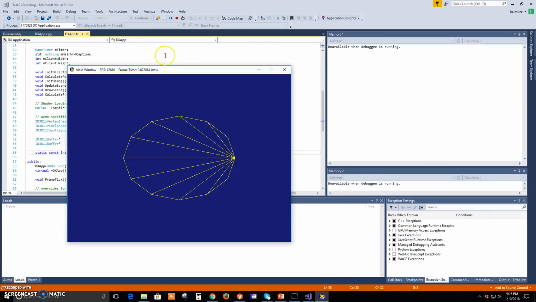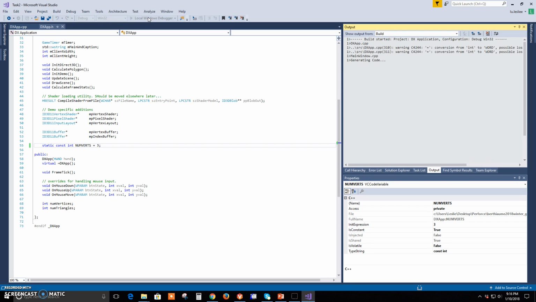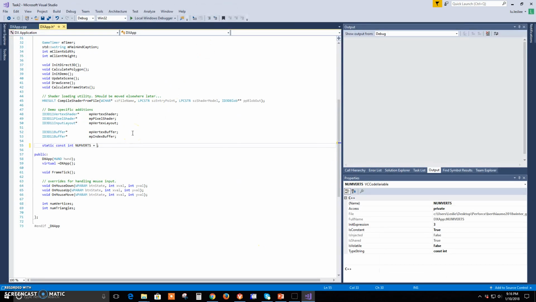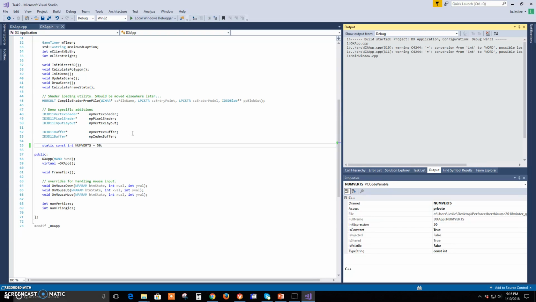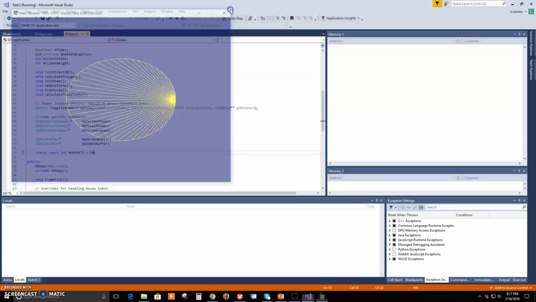And there it is. And to show that it can be changed, let's do, well, there's a 3. So I should see a triangle. Here's a triangle. Now let's do one more. Let's do 50. Should be a smoother looking circle. There we go. Okay.